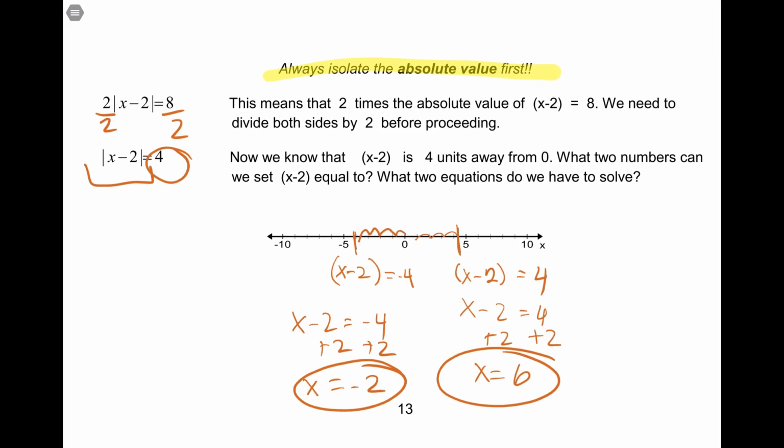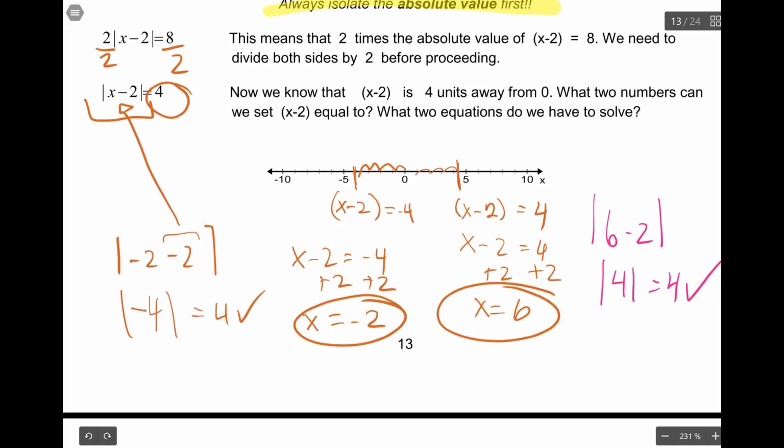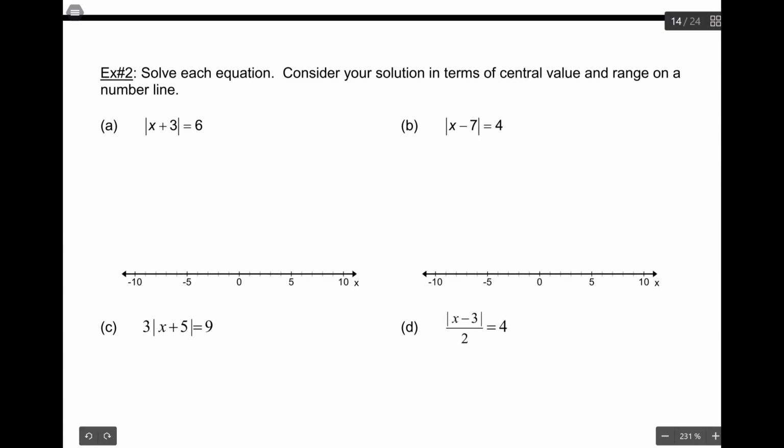And when I plug in, I would find that negative 2 minus 2, because this is the original from up here, absolute value, so that would be the absolute value of negative 4. That equals 4. Awesome. Plug back in my solution over here, 6 minus 2. That's the absolute value of 4, so that is equal to 4. Check. Awesome, so we checked our solutions. Let's go ahead and solve these.